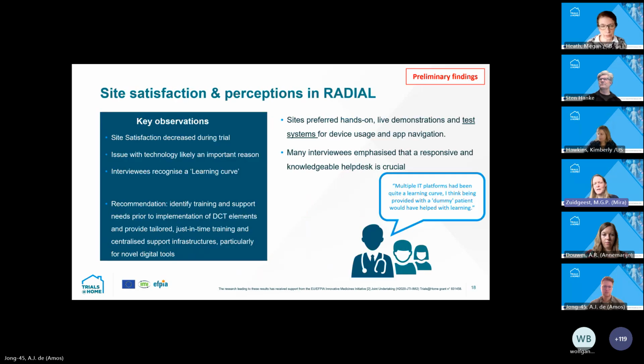Last slide, very shortly. As I mentioned, it's still preliminary findings, but we were very interested, of course, in how sites experience using decentralized elements. So we both had surveys for site staff at fixed time points within the Radial trial as one of the KPI outcomes, and then also did in-depth interviews with a lot of these sites after the trial had finished. We're still looking into the learnings in more detail, but some of the key observations that we already have is that we saw that site satisfaction decreased during the trial.